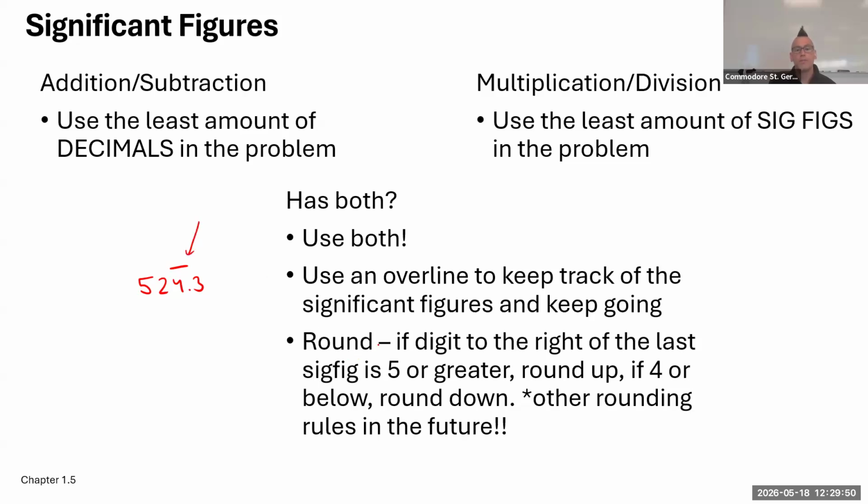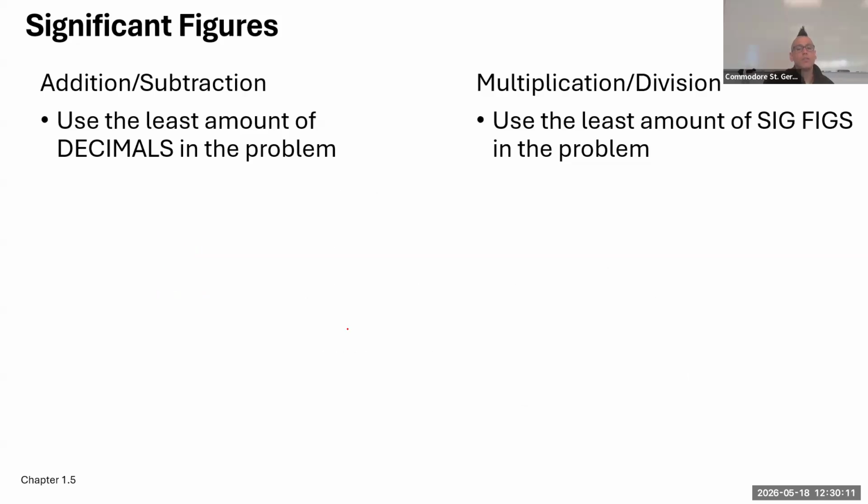All right. And we have to round. If the digit to the right of the last sig fig is 5 or greater, we're going to round up. If 4 or below, we're going to round down. And there's other rounding rules you're going to learn in the future that are a little more intricate, more specific. But for now, we're just going to use these more simple rounding rules. All right, so let's try this.